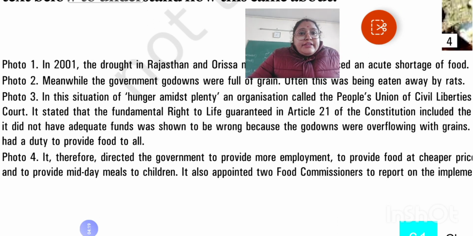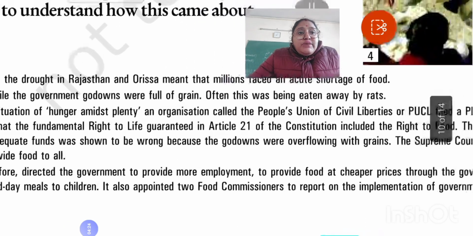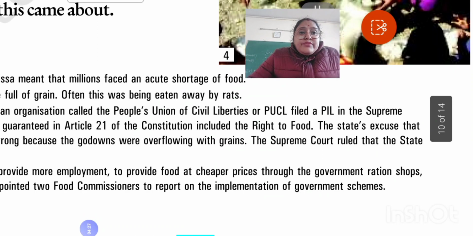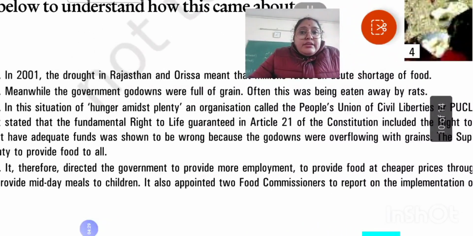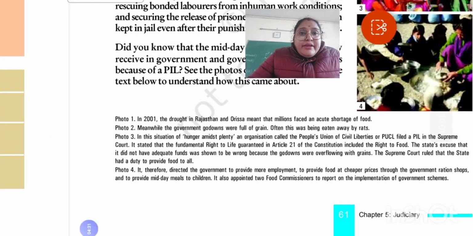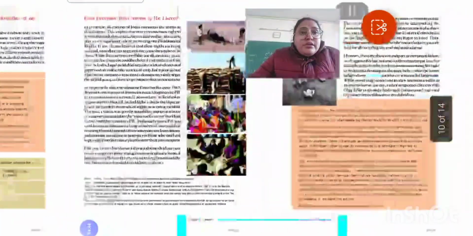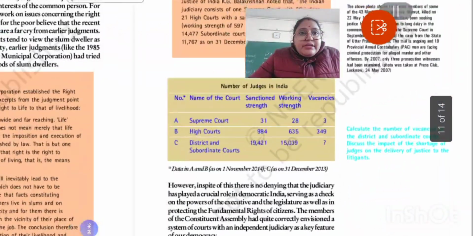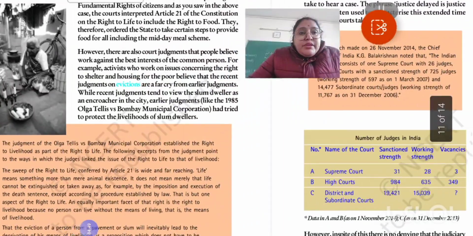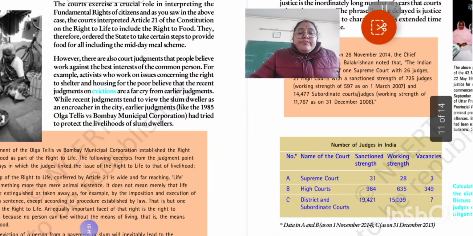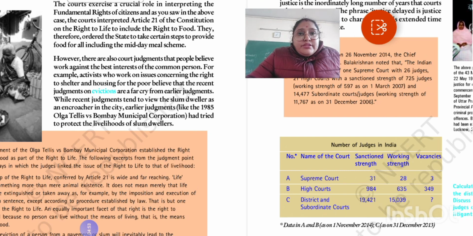It therefore directed the government to provide more employment, to provide food at cheaper prices through government ration shops, and to provide midday meals to children. It also appointed two food commissioners to report on the implementation of the government schemes. So these types of steps can be taken by the Supreme Court if they find any kind of injustice going on by the government.